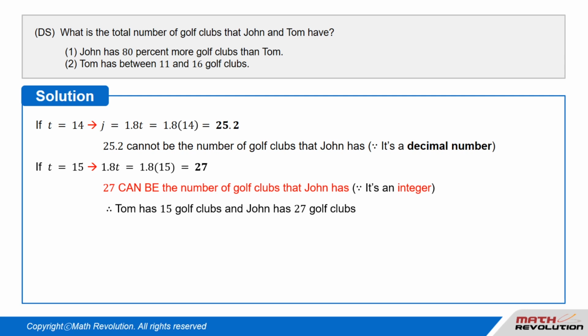Wow, this is a great question. There is eventually only one answer instead of multiple answers. So, Tom has 15 golf clubs, and John has 27 golf clubs. The total number of golf clubs possessed by Tom and John is 15 plus 27, which equals 42.